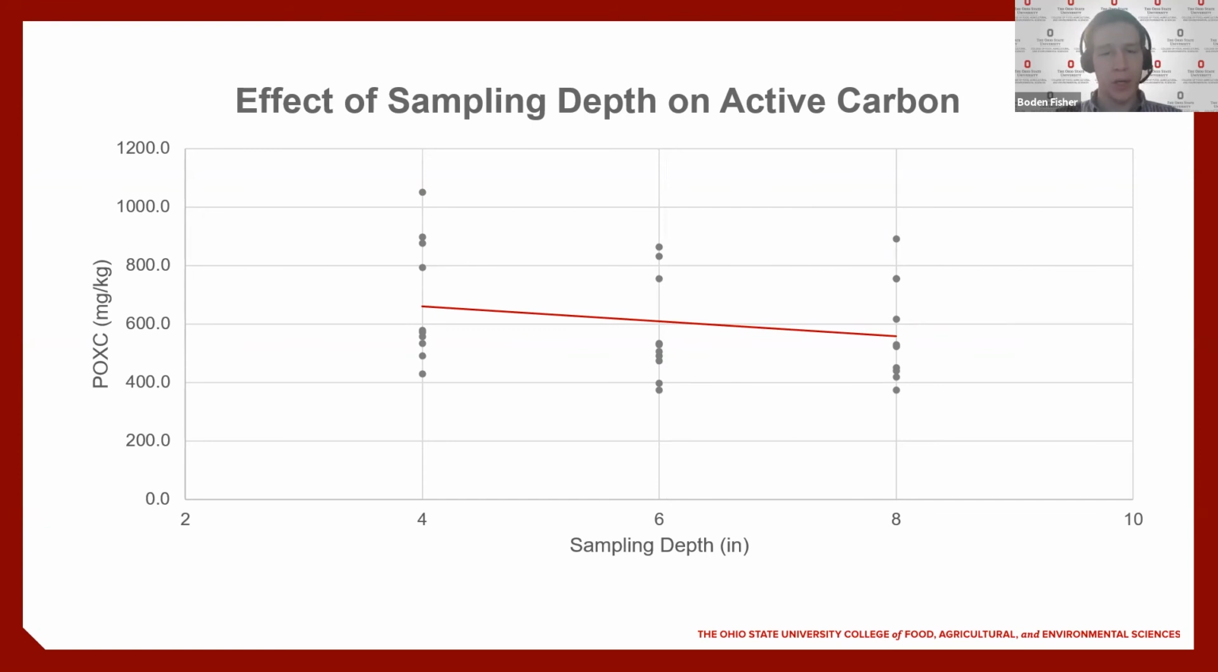For example, here, looking at sampling depth on the bottom axis and active carbon on the vertical axis, you can see that increased sampling depth decreased active carbon readings. So this was expected, but not a lot of work had been done on this, so it's good to have this understanding for the state.